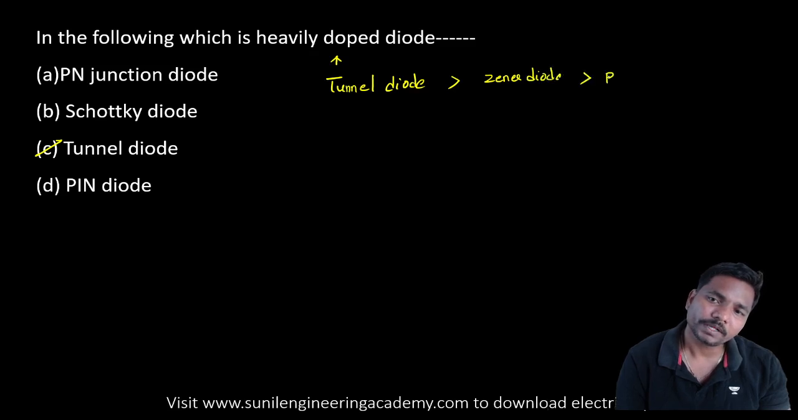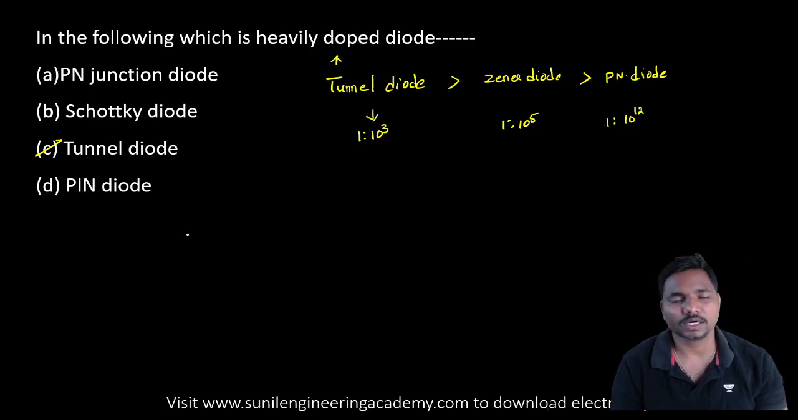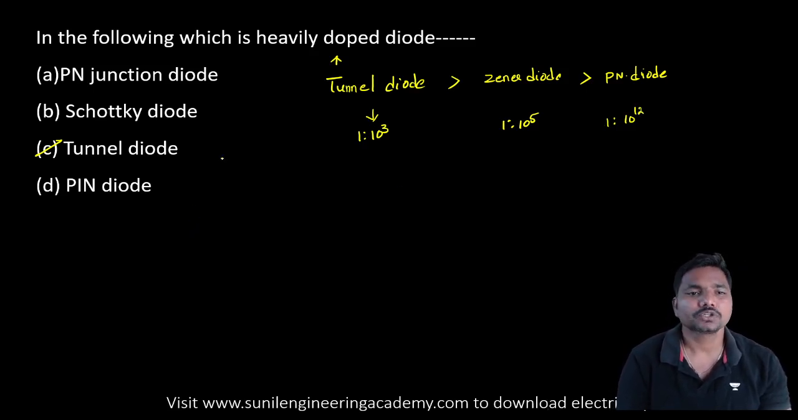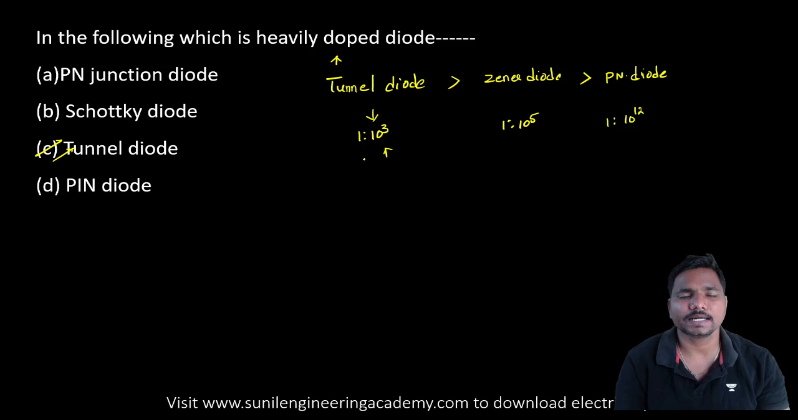And the PN diode is a lightly doped diode. Here the doping concentration is 1 in 10 power 3, here 1 in 10 power 5, and here 1 in 10 power 12 or 10 power 13, like that. So here tunnel diode is there, because of this heavy doping, tunneling will be done.